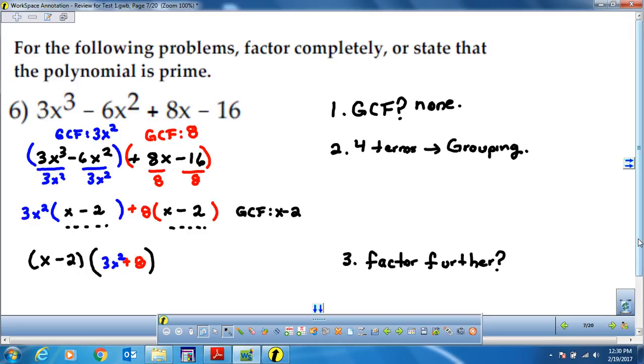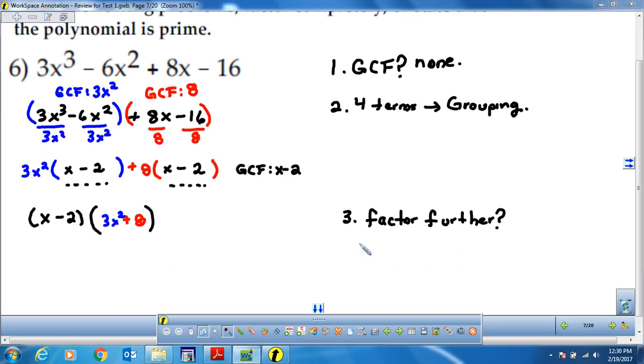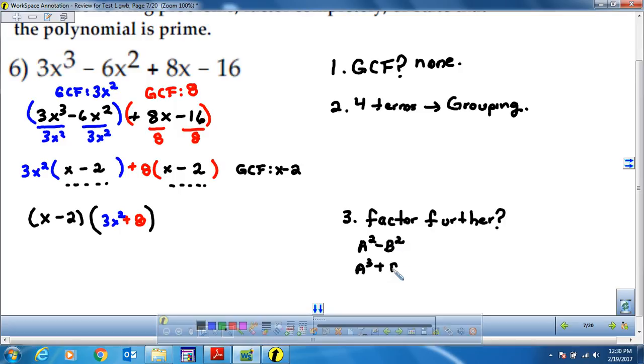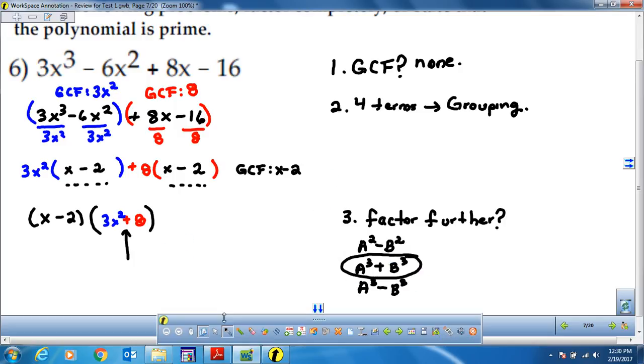But remember there's only three formulas to be able to factor further. The three formulas are difference of two squares, sum of two cubes, and difference of two cubes. Because of the sign in the middle, the only possible formula that we could possibly use is this one. But the question is this: can I rewrite this part of this expression as a number to the third power and this other part as a number to the third power?